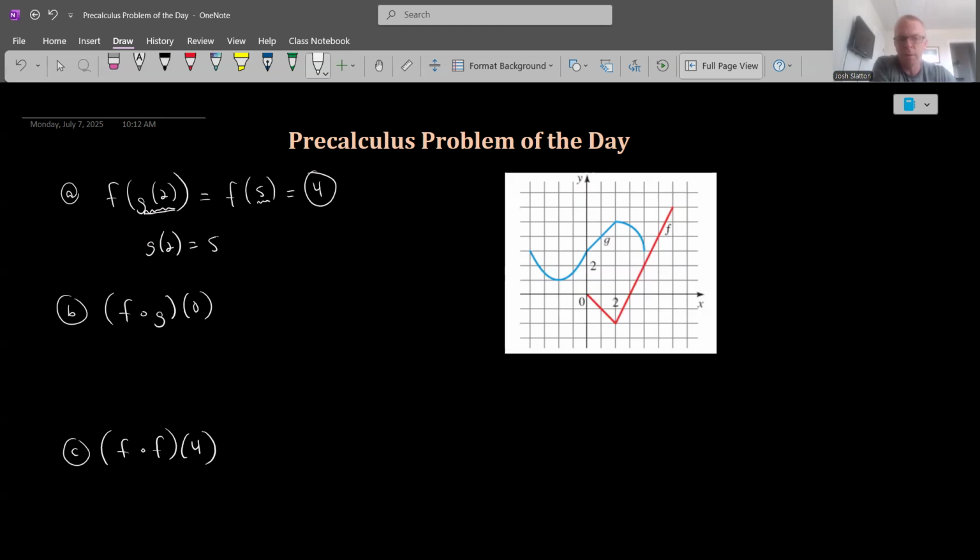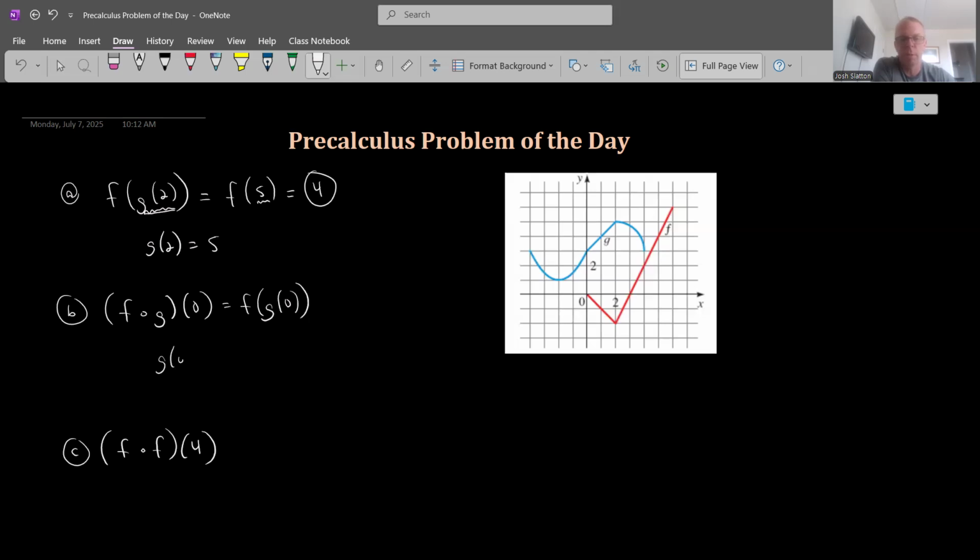Now, these two are equivalent notations. So if it helps, you can rewrite this as f of g of 0. So these two notations are the same. You'll probably see both, so you need to be comfortable with both. Again, work right to left. So we need to find g of 0 first.